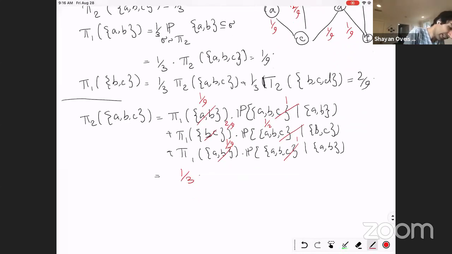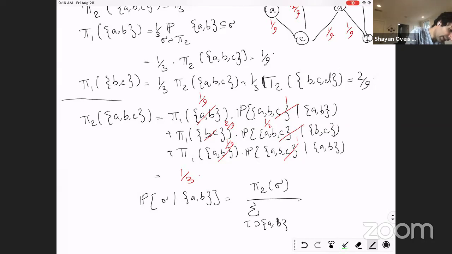Okay, so I should say again that by this probability, let's say if you have a triangle sigma, the probability of sigma conditioned on AB, I mean the following: basically pi2 of sigma over the summation over all tau which are supersets of AB of pi2 of tau. That's what I mean by choosing a triangle conditioned on being on an edge.